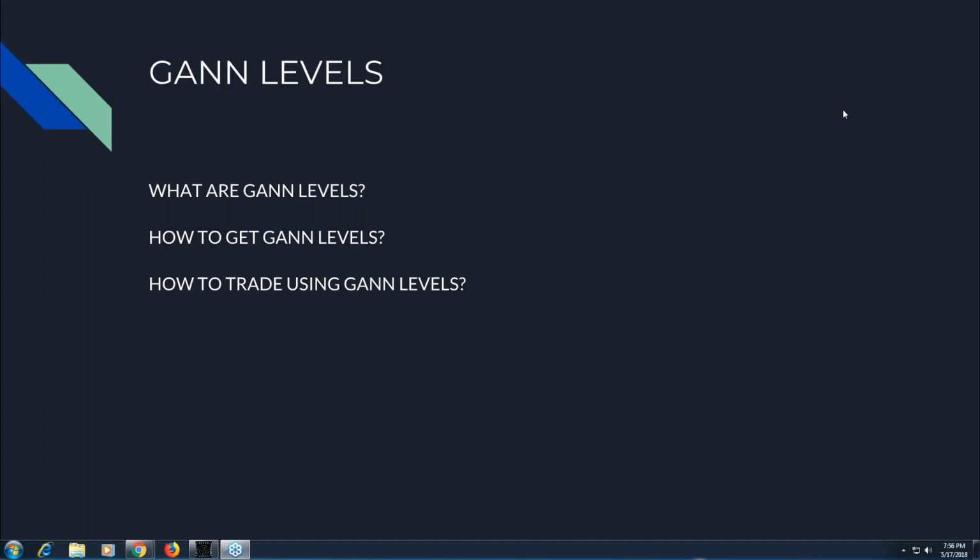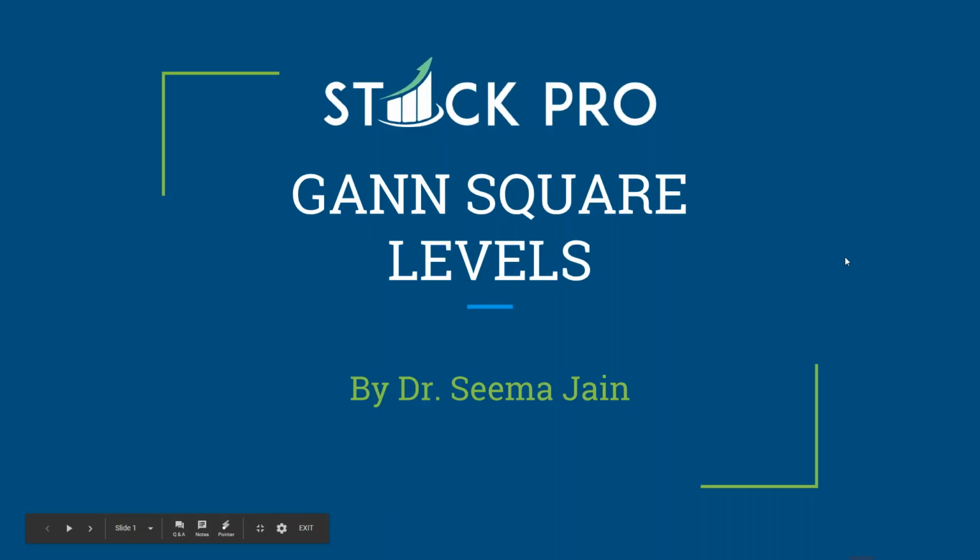So guys, we will understand what are Gann levels and how do we get the Gann levels and how to trade using Gann levels. So I'm going to explain to you with the help of a PPT how the Gann levels are formed and what Gann levels really do and how we can trade using them. Okay. Gann square levels, what are they and how can we trade using them?